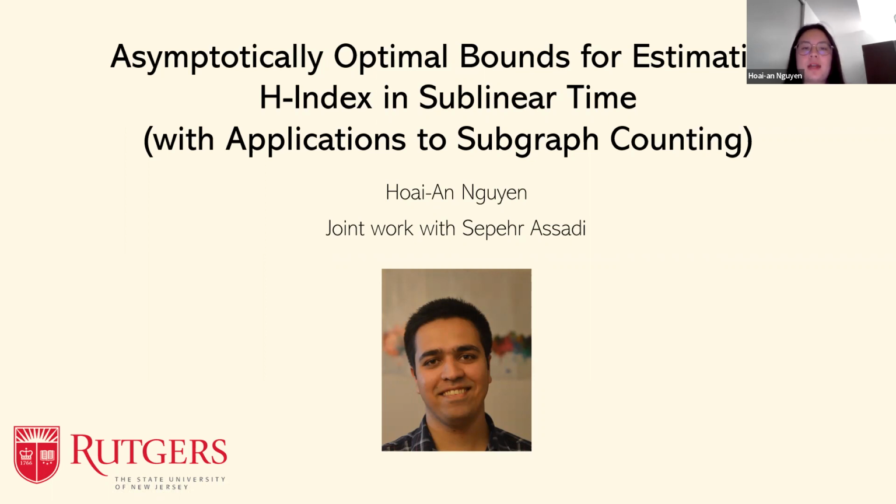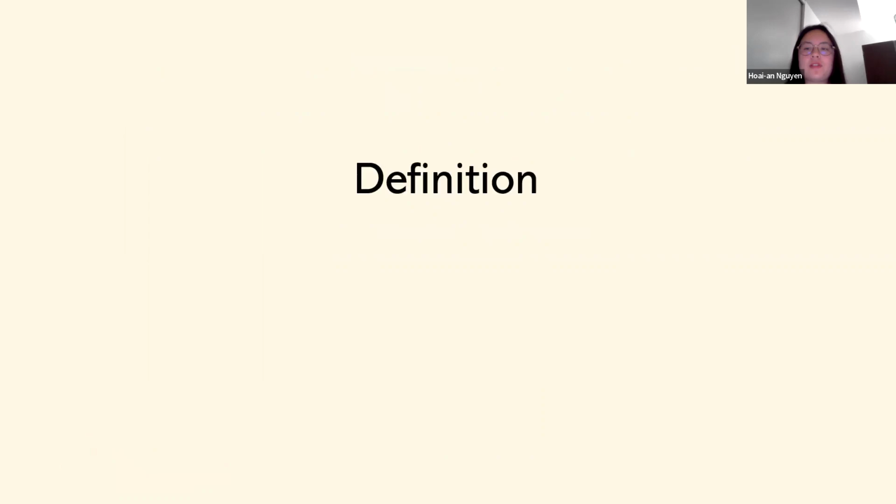This talk is going to be on asymptotically optimal bounds for estimating the h-index in sublinear time. While the bulk of this talk is going to be about estimating the h-index, we do extend our work to subgraph counting at the end. So first, diving into a definition.